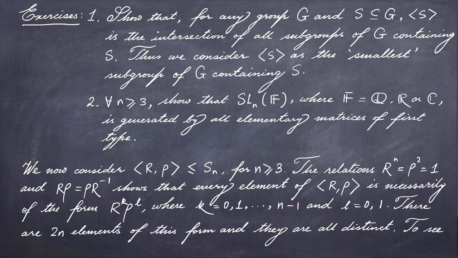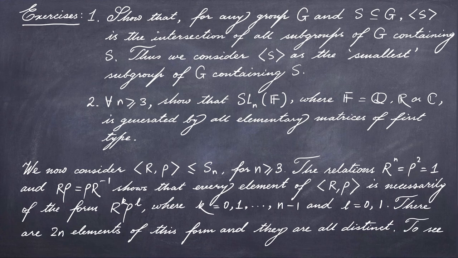Okay, the next thing is also quite important one. We will see the importance later on. For the time being, let me just leave it as an exercise which will be important later on. It says that if you take your field to be the field of rationals, reals or complex numbers, and consider the set of all n by n matrices having determinant 1 over that field F, then when n is greater or equal to 3, this group is generated by all elementary matrices of first type.